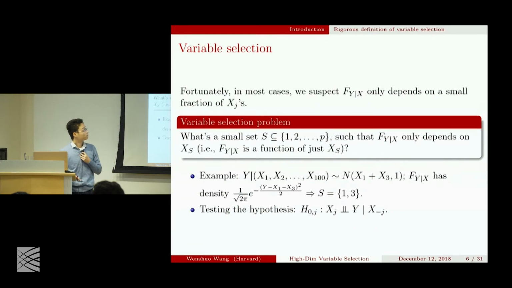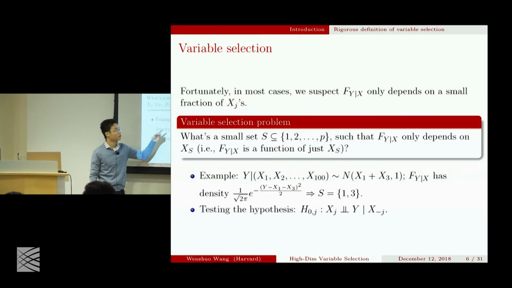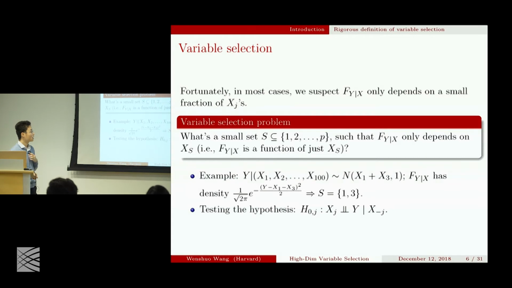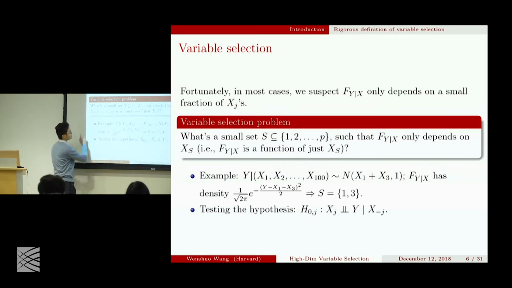So that brings us to the question of variable selection. Usually, in practical cases, we suspect the conditional distribution of y given x only depends on a very small subset of x. Although you have a lot of potential variables, usually only a few of them are going to be influential. So our problem is, can we select a set S, a subset of 1, 2, 3, up to p, such that the conditional distribution of y given x only depends on the x's in that set?